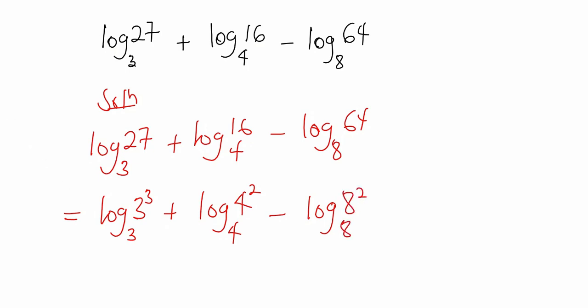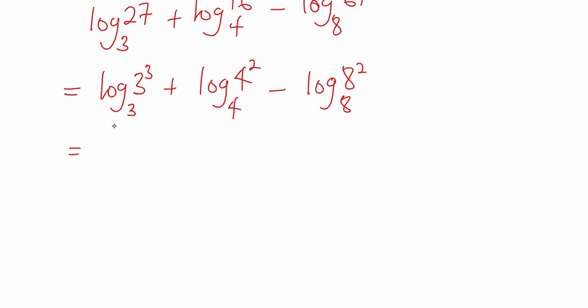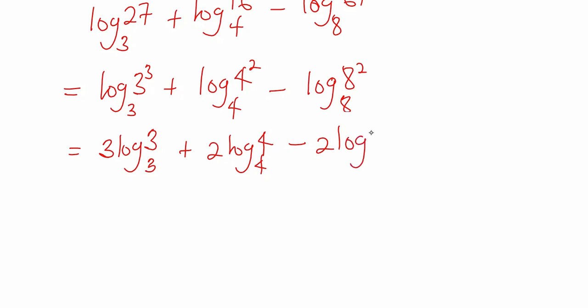Now having known this, we can rewrite logarithm of 3 exponent 3 base 3 as, knowing that this exponent 3 is going to serve as coefficient here. So you have 3 logarithm of 3 base 3, plus, look at 4 exponent 2, we are going to have it as 2 logarithm of 4 base 4, minus, in the same way you're going to have 2 logarithm of 8 base 8.